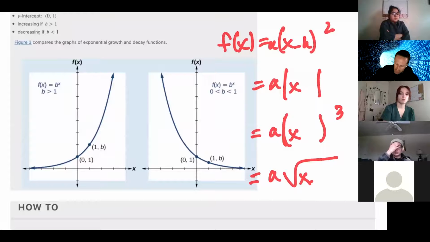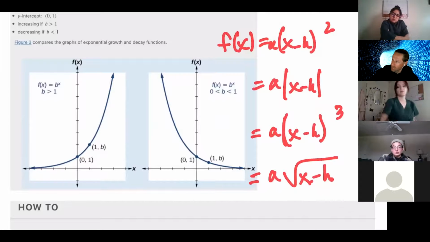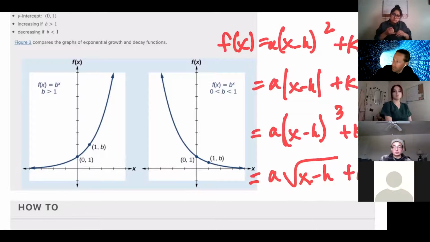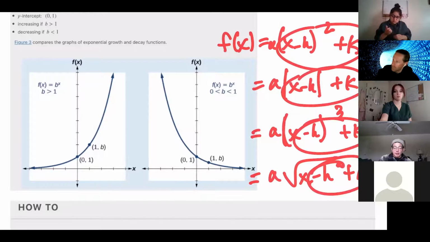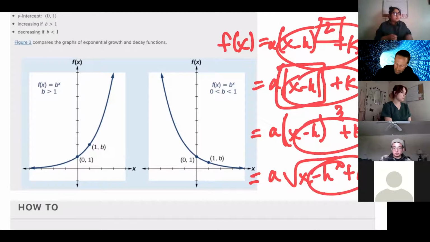Remember what the shifts were for every one of these? We did the opposite for the x. And that zeroed it out. That then gave us the y value we called k. Remember that h, k? That was that quote-unquote vertex for every single one of these. The only thing that changed was the parent graph based on what we were given.